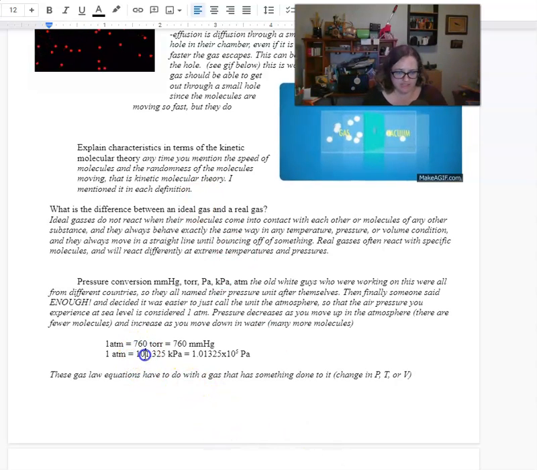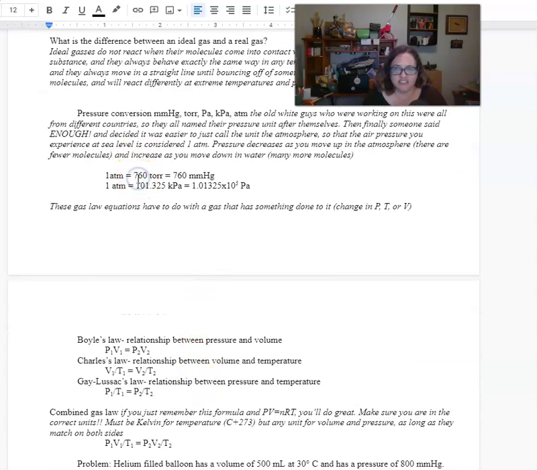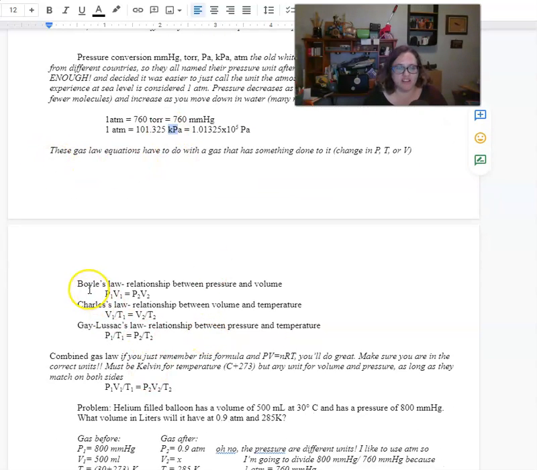Okay, so memorize these. Basically it's very easy because anytime you see anything in torr, just divide by 760. If you see anything in kilopascals, divide by 101.325. All right. So you may look at these gas laws and be like, oh my God, I have to memorize so many.